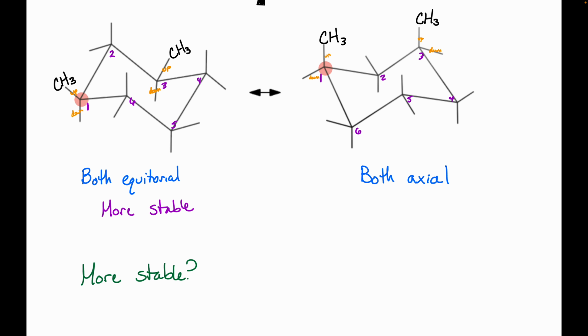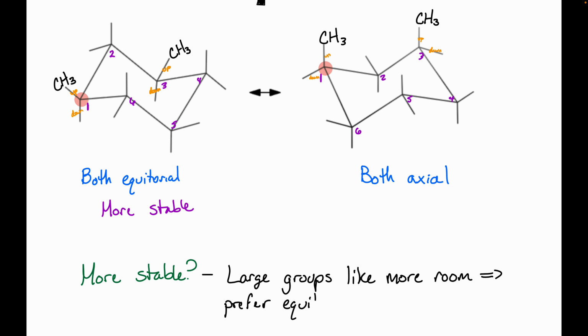All right, and again, how do we address the question of which one's more stable? Those large groups like to have more room, meaning they prefer the equatorial positions.